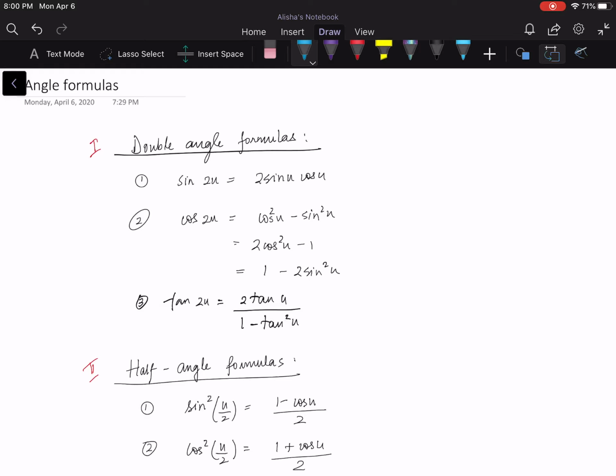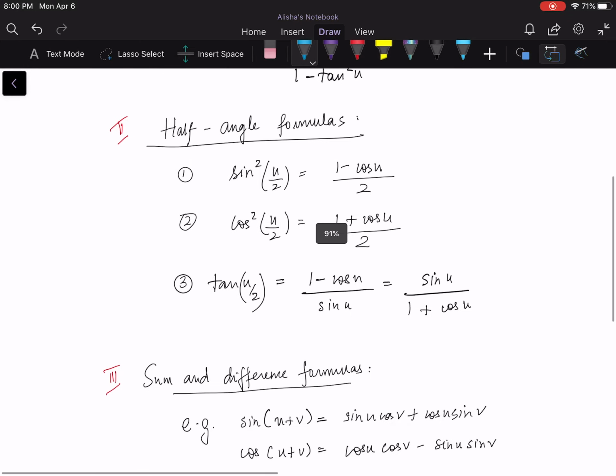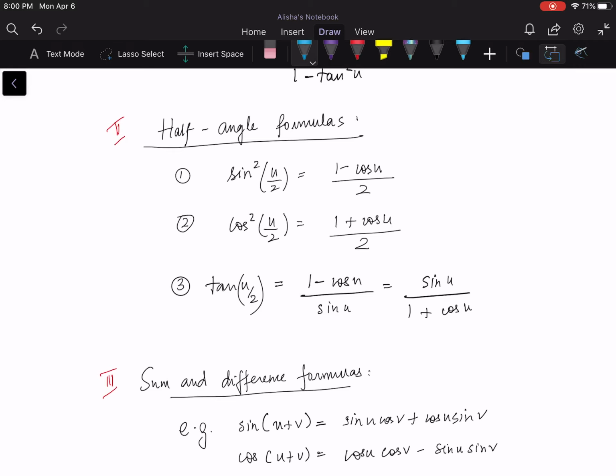And sort of related are the half angle formulas. So with the half angle formulas, again, we have formulas for sine, cosine, and tangent. And I typically just keep the ones for sine and cosine handy, and then use that to figure out tangent, just like with the double angle formulas.